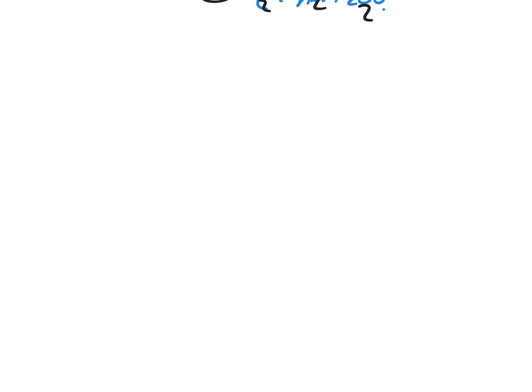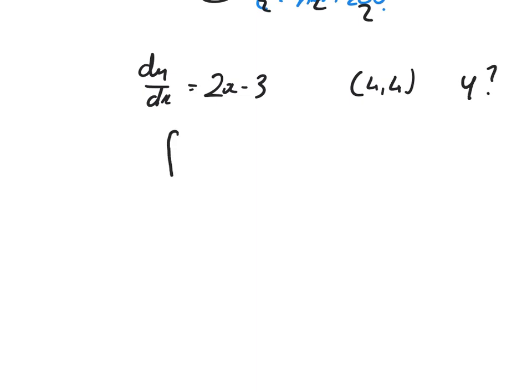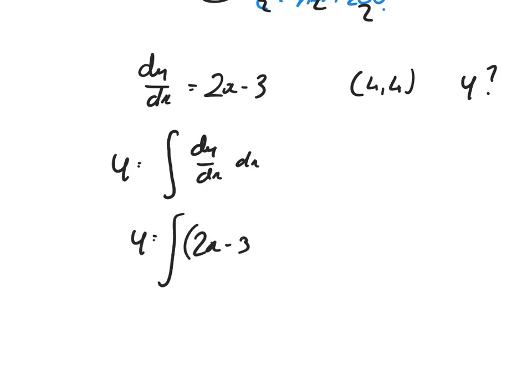The gradient of a tangent to a curve is given by dy by dx is equal to 2x minus 3. The question then says, if the curve passes through the point 4, 4, find its equation. So that means I'm looking for y. Okay, so y equals the integral of dy by dx. So that is the integral of 2x minus 3. Okay, so integrate 2x, that will be 2x squared over 2, minus 3, the constant becomes minus 3x, and I need my constant of integration.